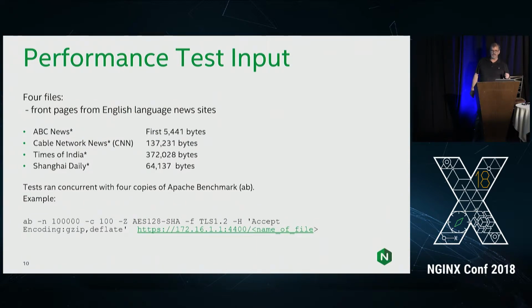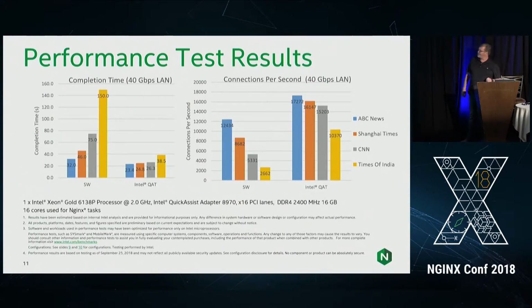Any questions so far? Okay, so this is the fun part for me, because this is what our results are. There's 3 graphs that we're going to show, and they're left to right, a comparison of with software and without software. Software was still with encryption, still with compression, but without the acceleration. So as we can see, the one on the left here is the completion time over the 40 gigabit LAN.